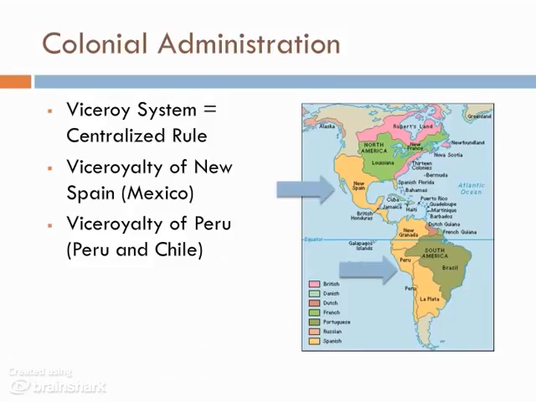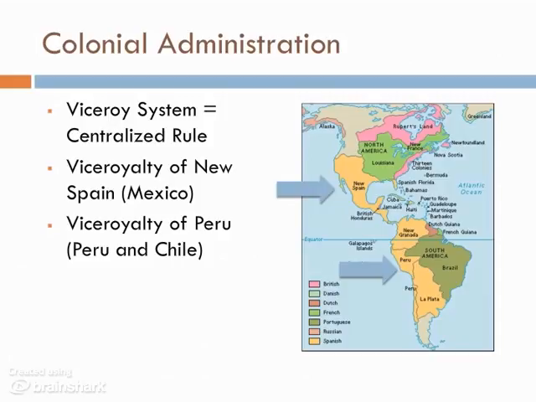To ensure that the Royal Fifth was collected, Spain established two vast colonies: the Viceroyalty of New Spain, which today is Mexico, Central America, and a large chunk of the United States, and the Viceroyalty of Peru, which today is the nation of Peru, plus a sizable chunk of Chile.